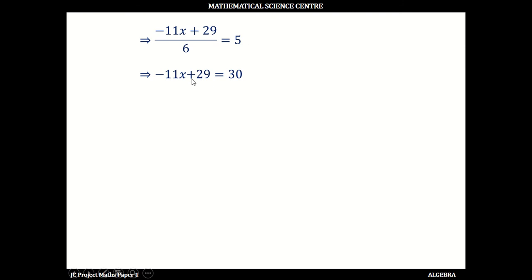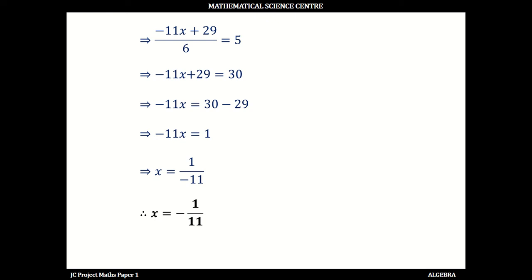And next of all, on the left hand side we have a plus 29. When you bring that over, that's going to become a minus 29. And 30 minus 29 is 1. So minus 11x equals 1. Now on the left hand side, x is being multiplied by minus 11. That means if you bring it across, you're going to divide by a minus 11. So this means x equals 1 over minus 11, or that's the same as minus 1 over 11.